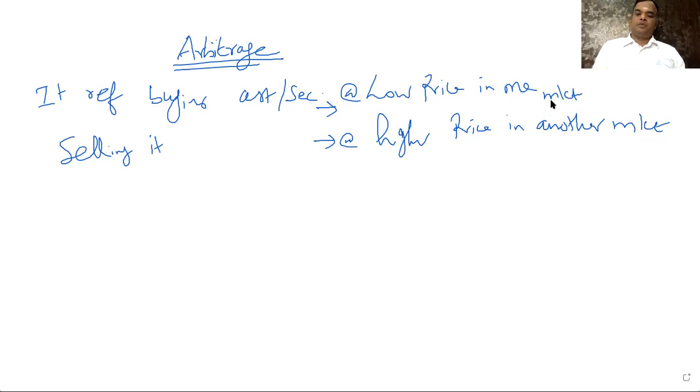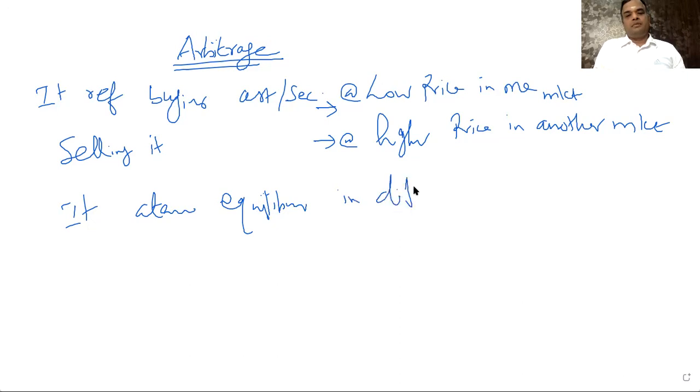So buying it from one market, selling it in another market. That concept is called what? Arbitrage. As a result, if I buy and sell, equilibrium is attained in different markets, so that we are in a position to balance the price.